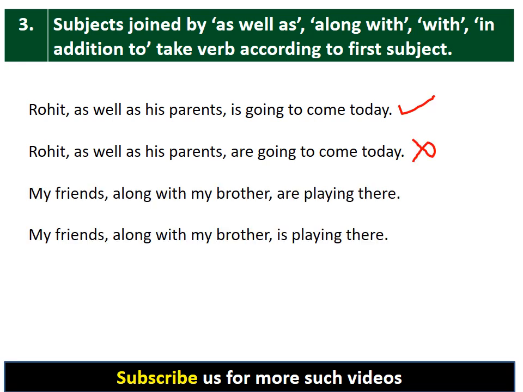Second pair, we have my friends along with my brother are playing there. My friends along with my brother is playing there. Guess the correct answer quickly. The primary subject here is my friends. The subject which comes before, that is the primary subject here. So my friends, we should use verb plural according to that, because friends, we are talking about plural subject. Hence, first one is correct, second one is wrong.